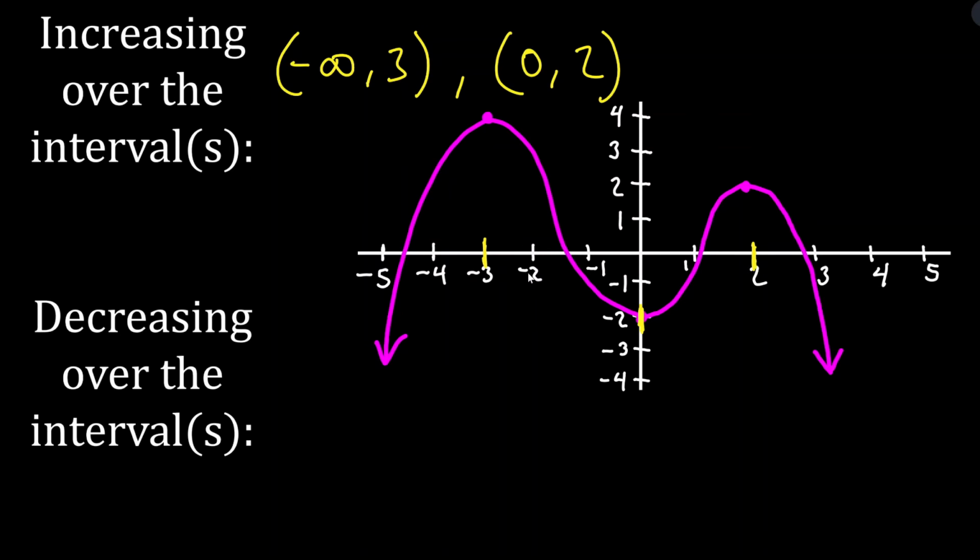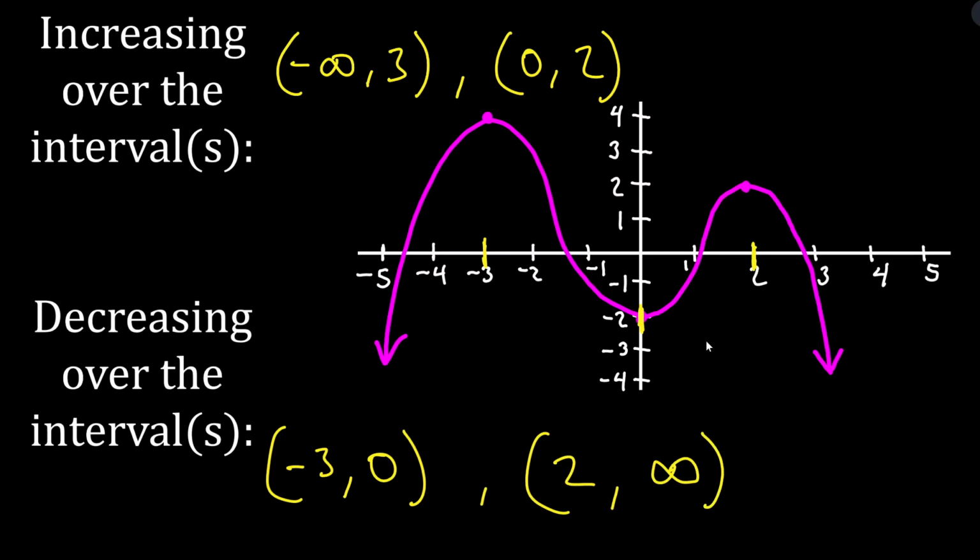And now let's identify decreasing. So as we go right, we go down. That's from here down to here. Boom, there's one interval. And then from here all the way forever and ever. Boom, that's the second interval. So it decreases from -3 all the way up until 0. And then it decreases again, starting at 2 all the way to infinity. So these are intervals for which the function is decreasing over.